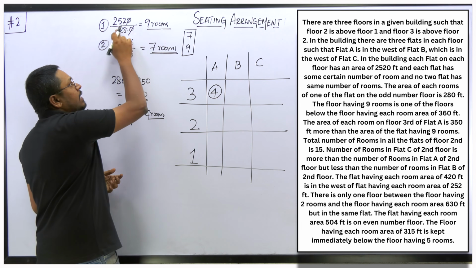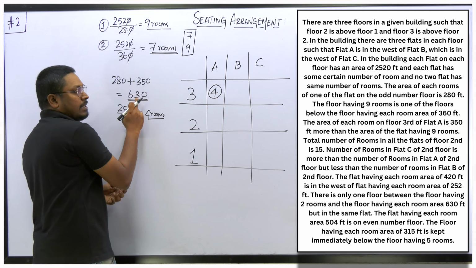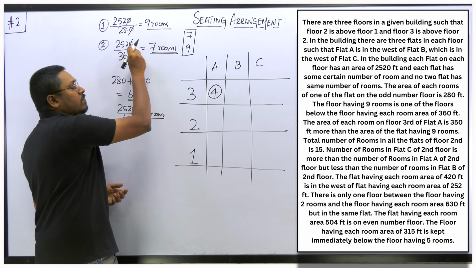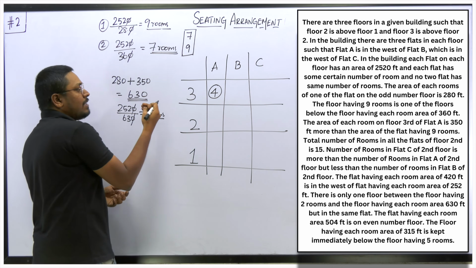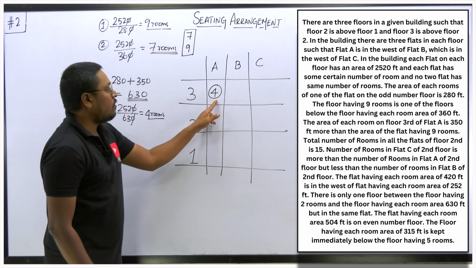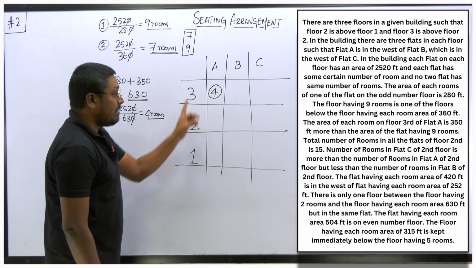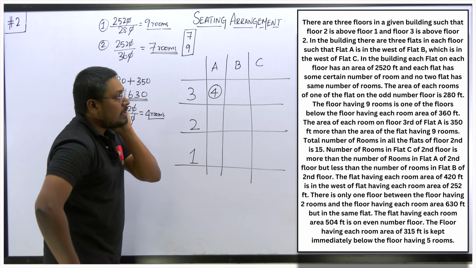So the 9-room area is 280, so 280 plus 350 more. So total will be 630. The total flat area is 2520. So if you divide that, we can find how many rooms are in this flat: 4 rooms. So 4 rooms will be here on the third floor flat A. So finally we have fixed one value. So what about the next thing?